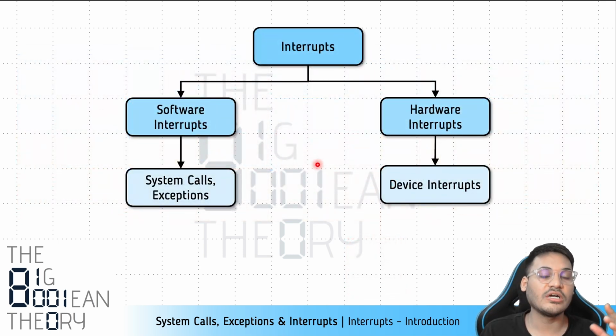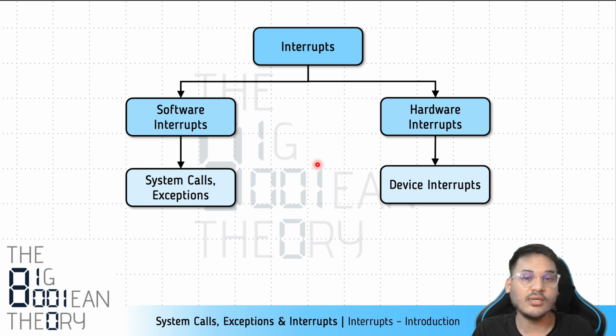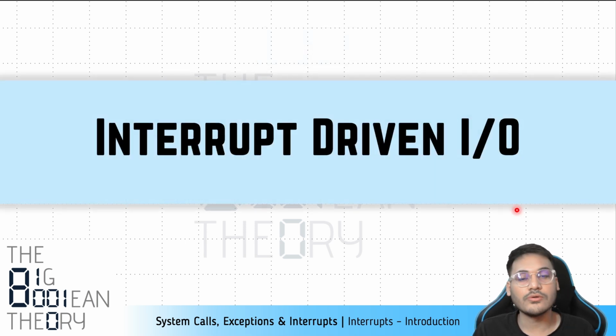So now let us shift our attention to the second type of interrupts, that is hardware interrupts. An example of hardware interrupts are device interrupts. As we already discussed, hardware interrupts are signals generated from hardware devices, the IO devices, to alert the CPU that there exists some situation or event that needs immediate attention from the operating system. To understand device interrupts, we first have to understand interrupt driven IO, which is the major source of hardware interrupts. So understanding this is important if you want to understand hardware interrupts.